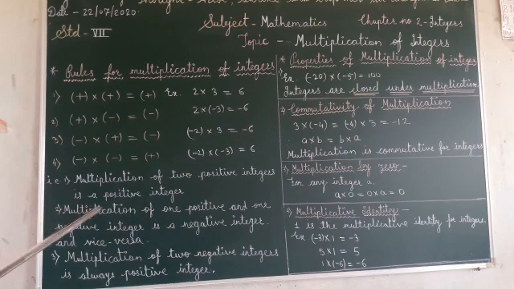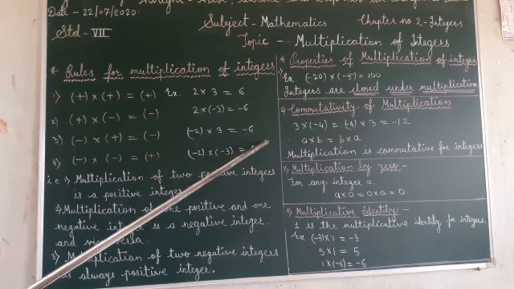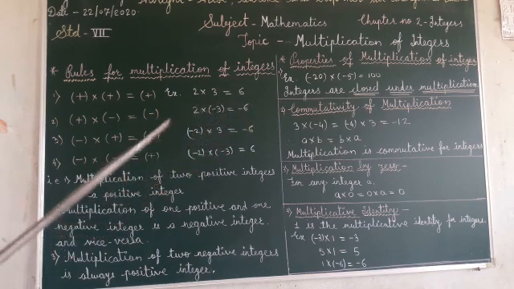Similarly, third rule: if the first is a negative number and another is a positive number, then also you will get the product negative. See here, minus 2 is negative and 3 is positive. If you multiply, you get the answer minus 6.